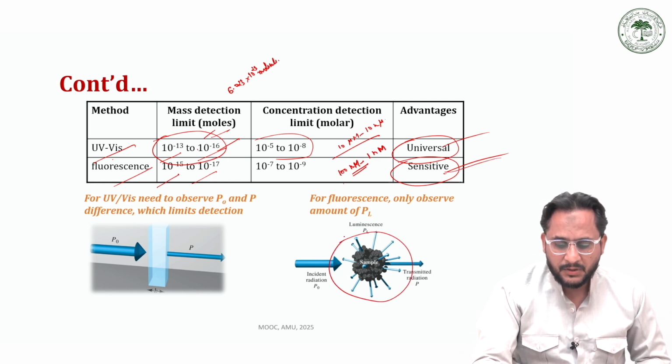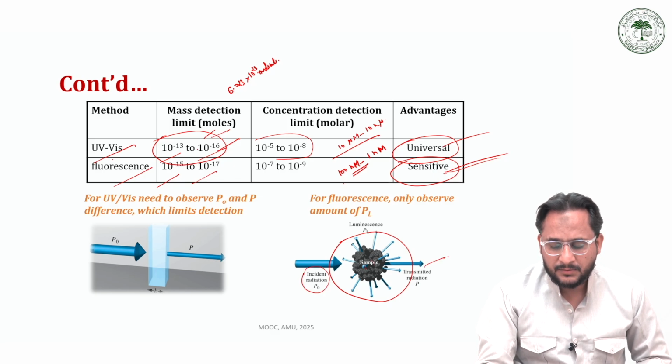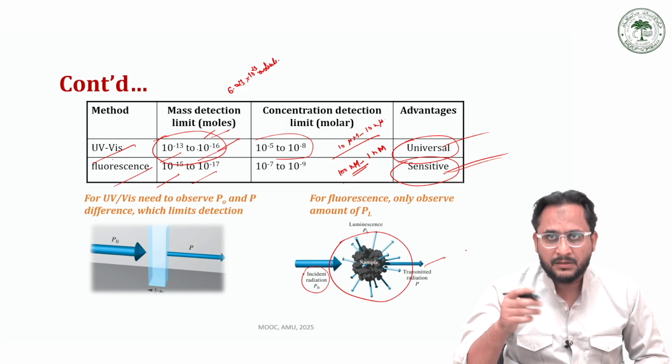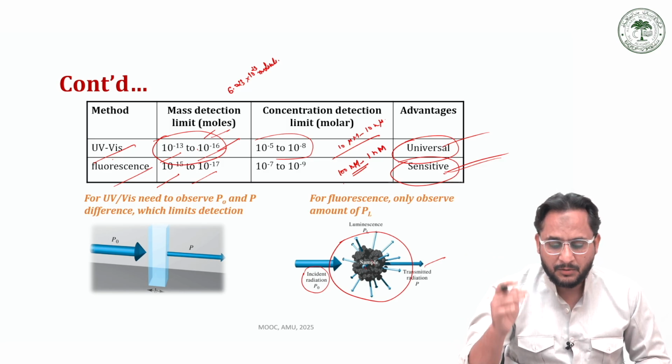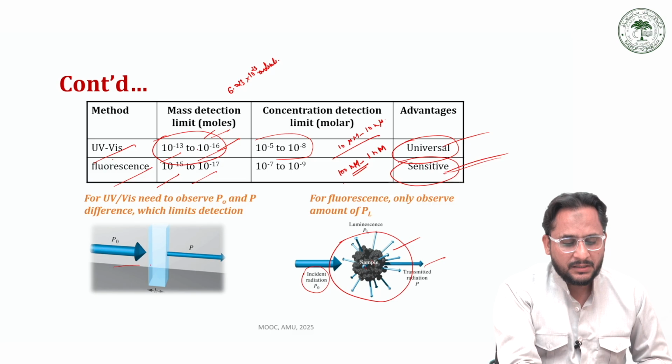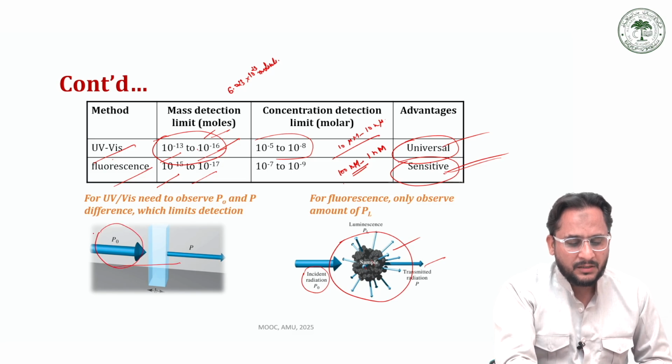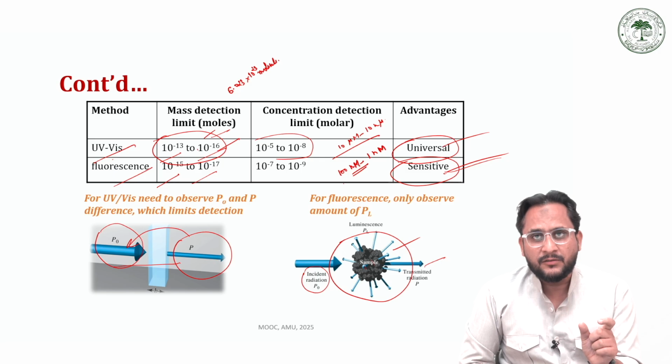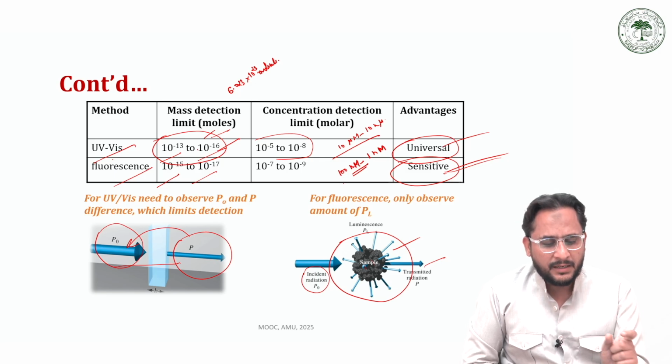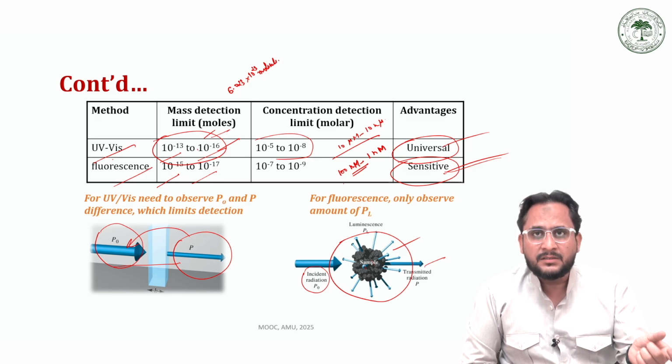This is being shown here. A sample is being irradiated with light and the transmitted light is passing through the sample, but we are concerned with the light that is being emitted by the sample upon absorption of light. While in case of UV visible, we measure the incident light and the transmitted light and notice the difference, because this difference of the intensity of the incident and transmitted light basically gives us an idea about the light intensity that is being absorbed.